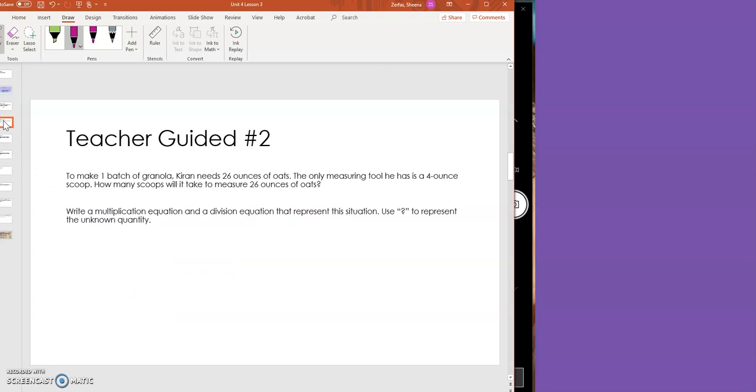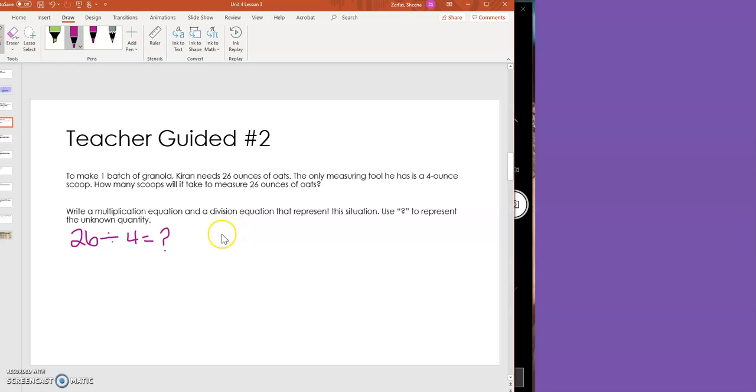Let's make this one a little bit more difficult. Problem number 2. Kieran needs 26 ounces of oats, and he only has a 4-ounce scoop. How many scoops will it take to measure the 26 ounces of oats? So we want to know how many 4s are in 26. So I would be taking 26, dividing it by 4, solving for the question mark.